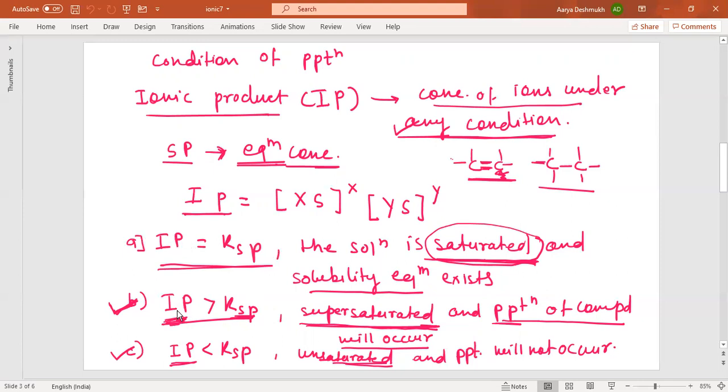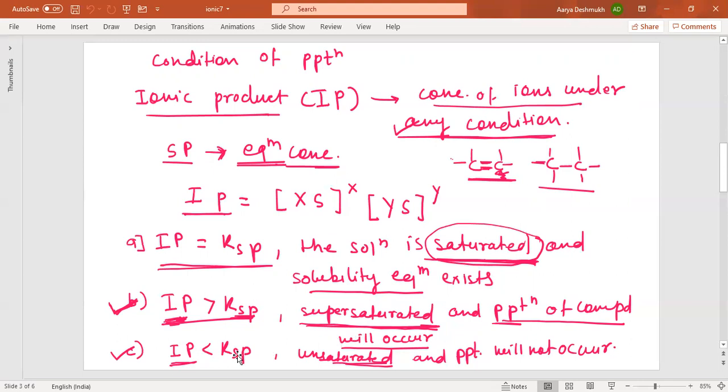Second condition, if the ionic product is greater than the solubility product, the solution will be supersaturated and the precipitation of the compound will occur. So whenever we see precipitation when we mix two reagents together, the solution is supposed to be supersaturated. Means if the ionic product is greater than the solubility product, then there will be precipitation.